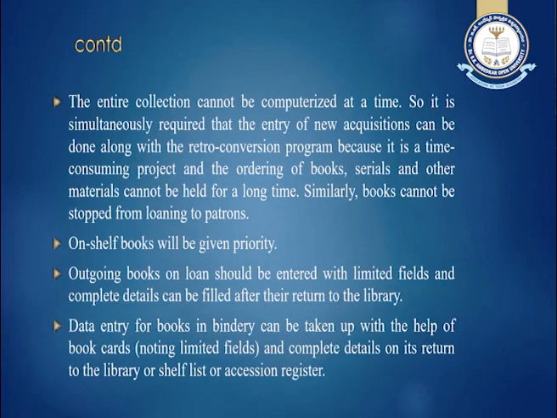The cutoff date has to be fixed for retro conversion, that is, from which date and year the books are to be automated first, like April 1st, 2025, or some other date. So, we can see which books have to be given priority, whether on-shelf books or outgoing issued books. If given priority, they will be entered with limited fields, and other details can be filled in after they return to the library. Data entry for books in bindery can be taken up with the help of book cards, with limited fields, and complete details can be entered when they return to the library, or from the shelf list or from the accession register. Both can be done simultaneously.